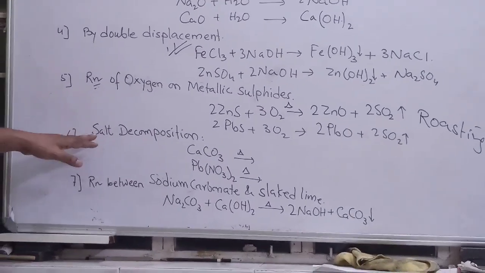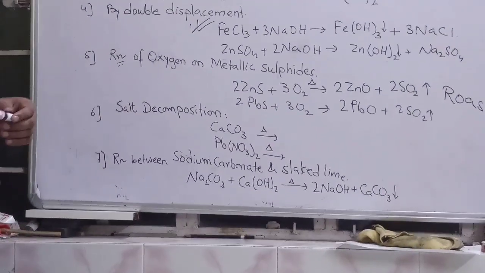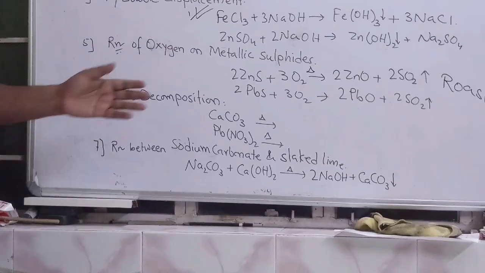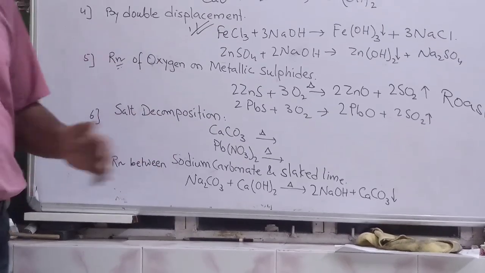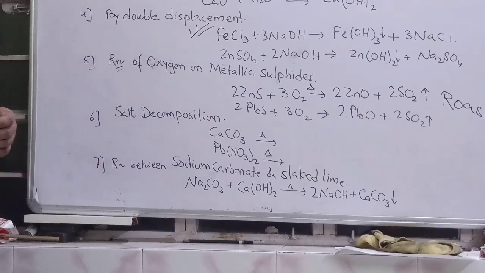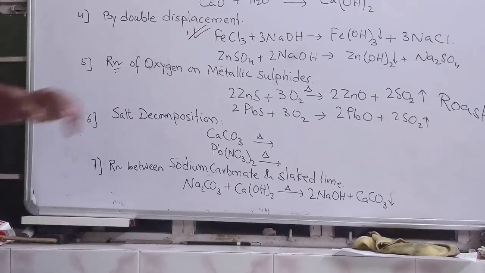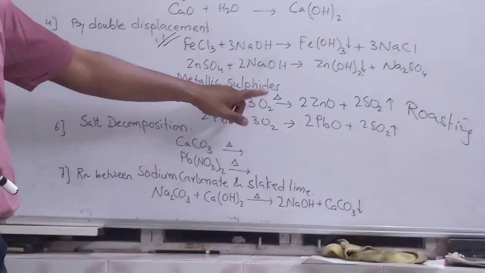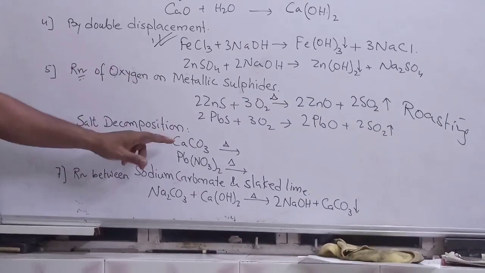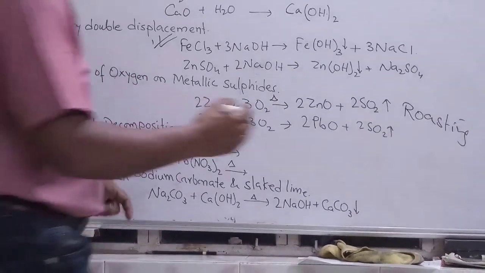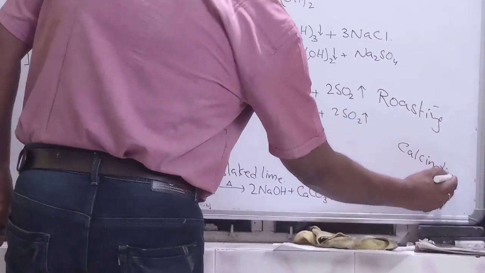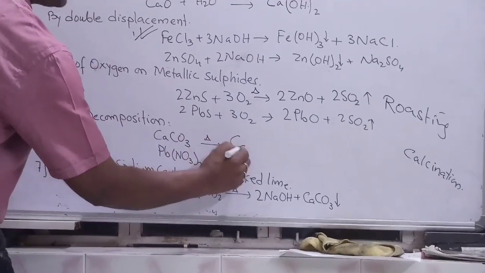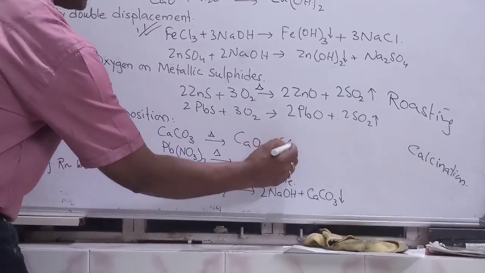So students, the next part is about salt decomposition. Some salts like calcium carbonate, lead carbonates and nitrates. I have taken examples with calcium carbonate and nitrates. When you heat them, this is what we call calcination. Roasting is heating in the presence of oxygen. This is heating in the absence of oxygen. So we call this calcination, C-A-L-C-I-N-A-T-I-O-N. And when you heat it, it forms the corresponding oxides and carbon dioxide.